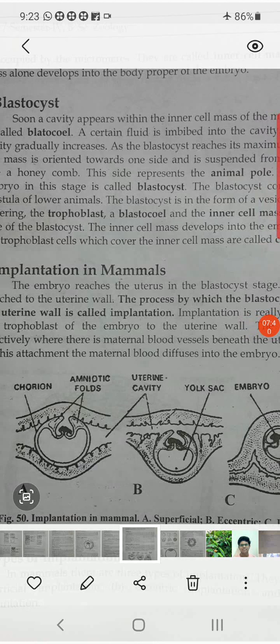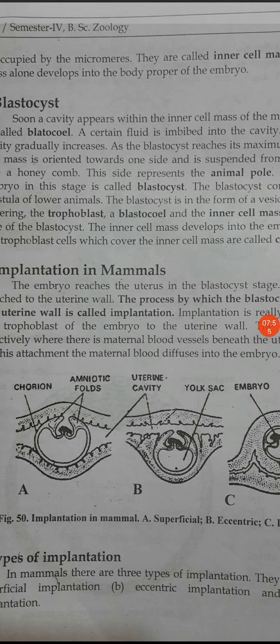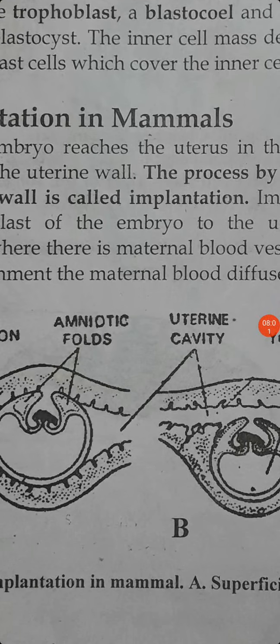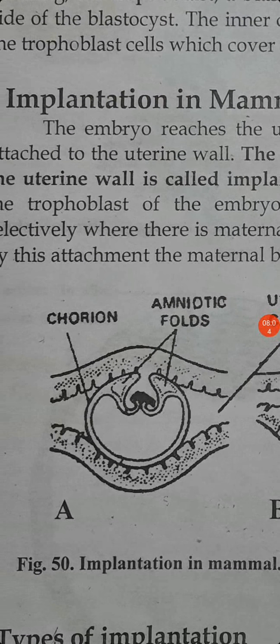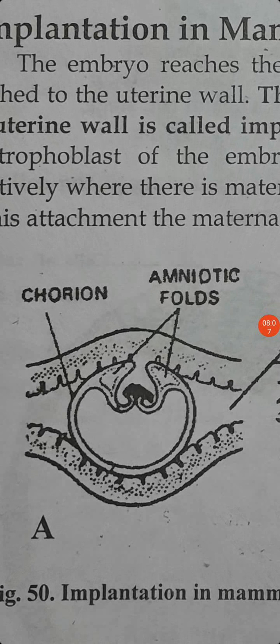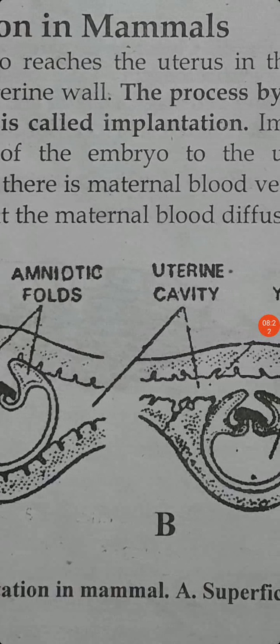So the implantation is really the adhesion of the trophoblast, the outer cells of the embryo, to the uterine wall. The adhesion occurs selectively where there are maternal blood vessels beneath the uterine epithelium, and by this attachment the maternal blood diffuses into the embryo. See here, this is the first diagram. The trophoblast cells, the outermost cells, are getting involved with the attachment to the uterine wall cells, and the diffusion starts. The blood vessels are there and the maternal blood reaches the developing embryo.